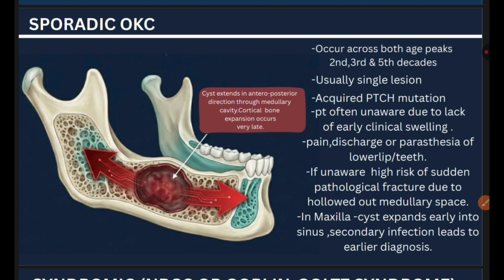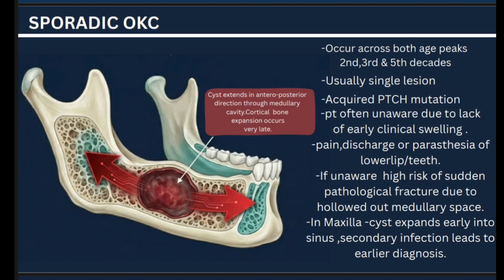Now, the sporadic OKC occurs in both age peaks: the first peak in the second or third decade, and the second peak in the fifth decade. Usually, it is a single lesion with an acquired PTCH mutation. Patients are often unaware due to lack of early clinical swelling. There may be pain, discharge, and paresthesia of the lower lip and teeth. If unaware, there is a high risk of sudden pathological fracture due to hollowed out medullary spaces.